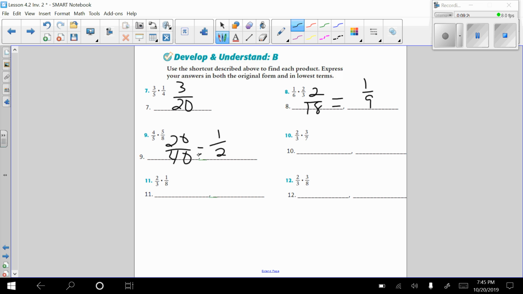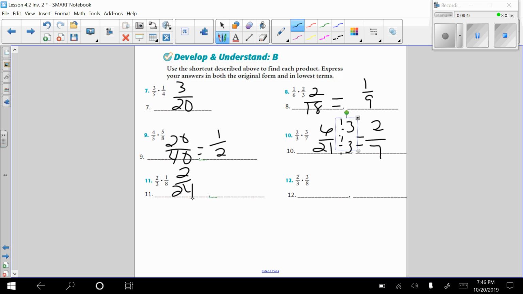Number 10, 2 times 3 is 6. 3 times 7 is 21. Now can I simplify? Yep, I can divide them both by 3. Remember, whatever I do to the top, I must do to the bottom. 6 divided by 3 is 2. 21 divided by 3 is 7. You stop the video and try the last two. Come back and check to see if you got the same answers that I did.